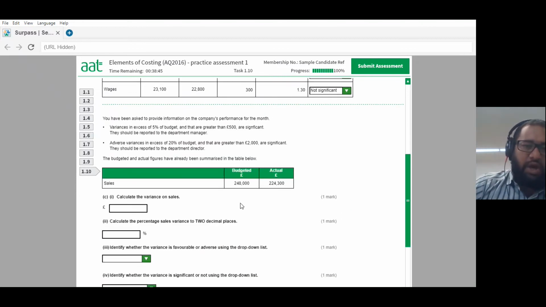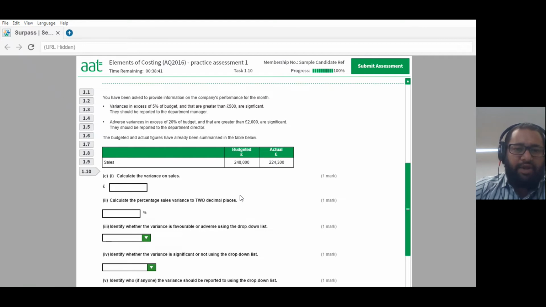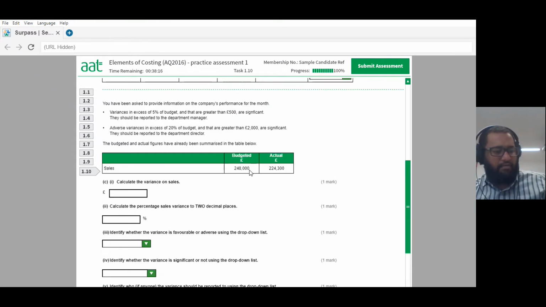So next question they're asking you here. You have been asked to provide the information on the company performance for the month. Variances in excess of 5% of the budget and greater than £500 are significant and should be reported to the department manager. Adverse variances in excess of 20% of the budget and greater than £2,000 are significant also, but that should go to the department director. So now we have a scenario here. We need to decide whether we're going to investigate this.